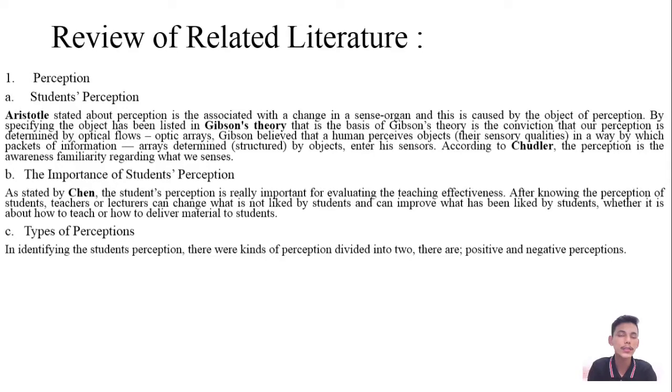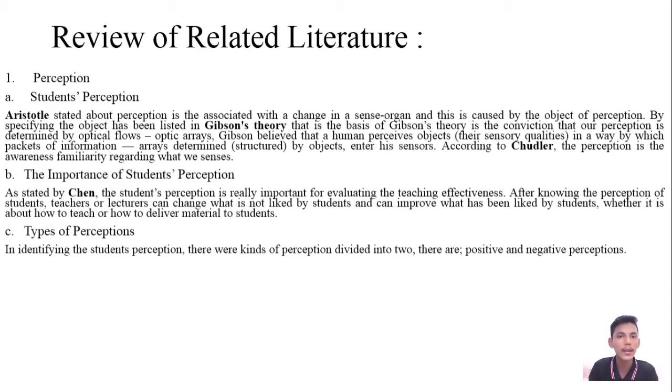Next, about related literature. This research uses some related literature. The first one is about perception. In students' perception, the researcher gives an argument about Aristotle's theory of perception, that there is a change in the sense organ caused by the object of perception, which means that everyone has feelings of liking or disliking the intended object. And by specifying the object, it has been listed in Gibson's theory. The big basis of Gibson's theory is the conviction that our perception is determined by optical flows or optical rays.